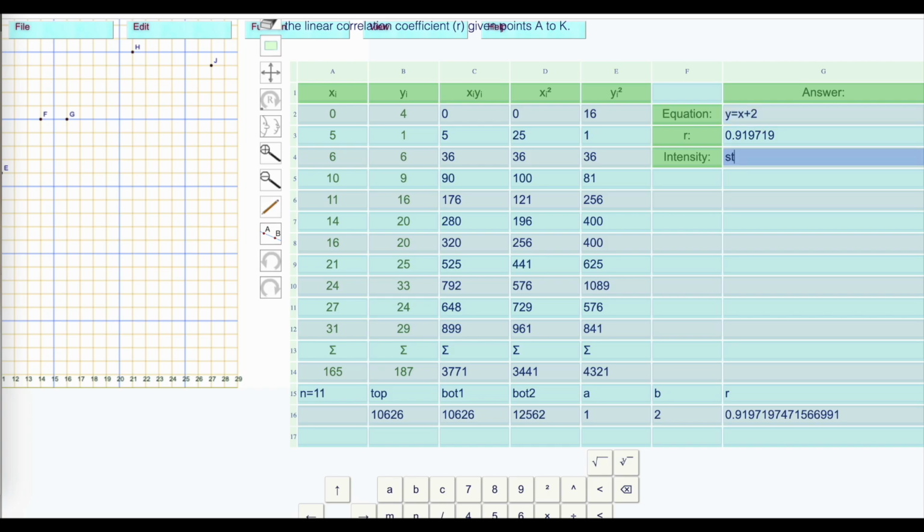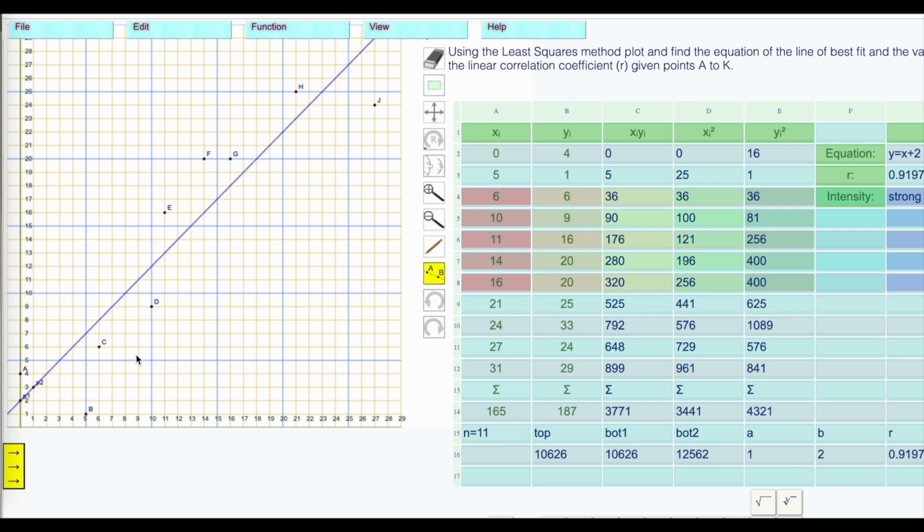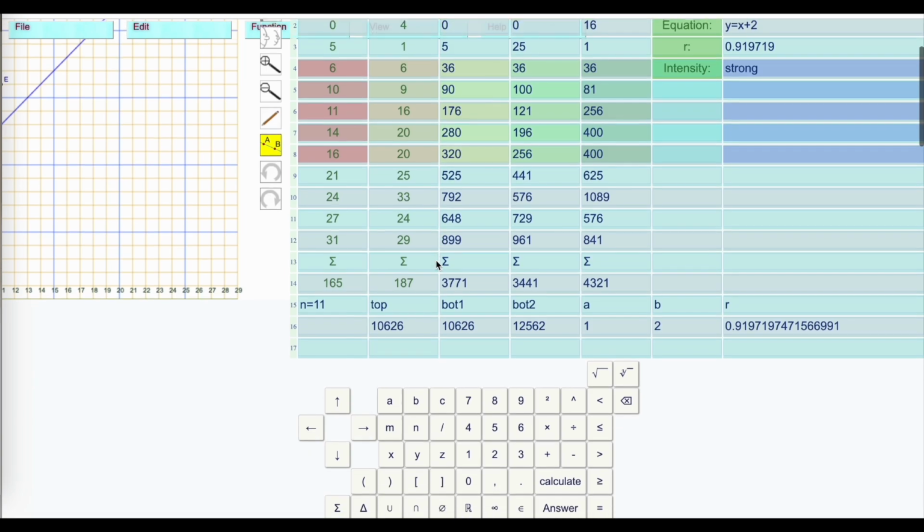The intensity is strong. We go over and graph the equation. The b value is 2. The slope is 1. You see that our line goes through all of our points nicely. Then we press answer to see if we're right.